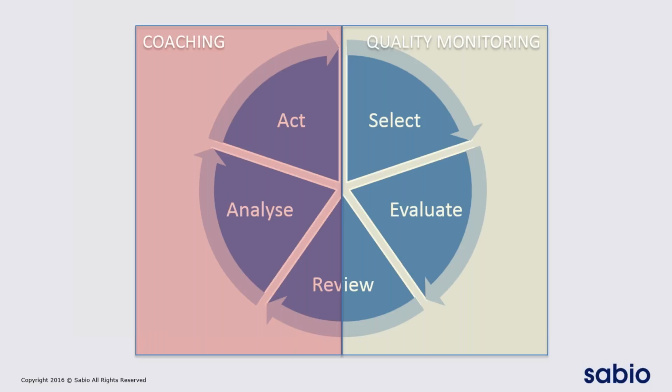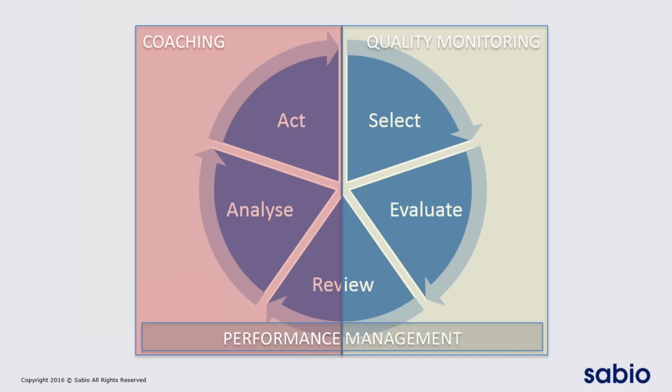Now, within the coaching area, we move through the stages of completing the review, but more detailed analysis is performed of the data that we've observed. And the most important part is we need to act on that data to actually drive some form of change. Together, these two sides, the coaching side and the quality monitoring side, this cyclic process, collectively comes under the banner of the performance management model that we're talking about.